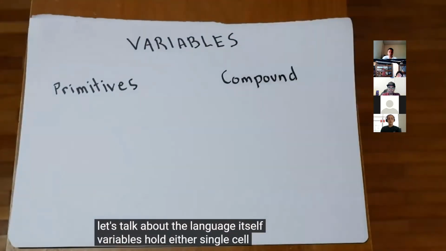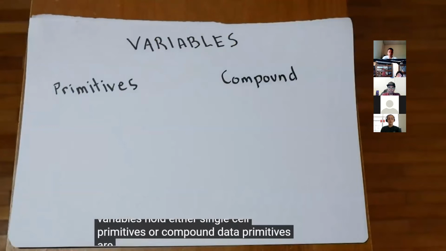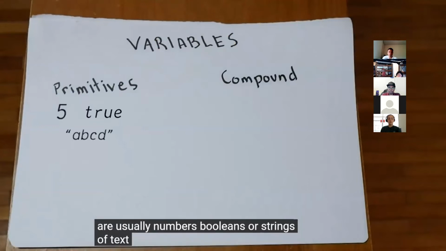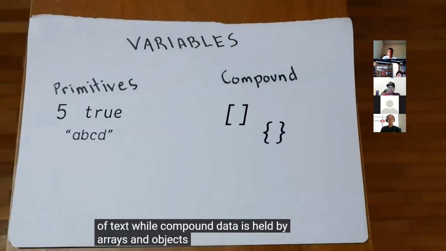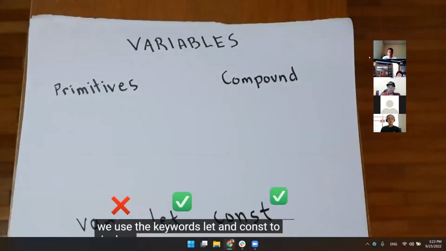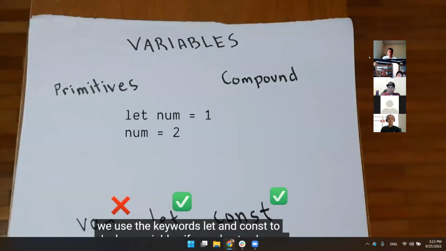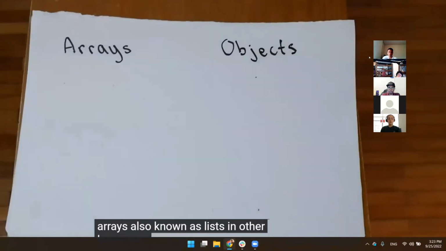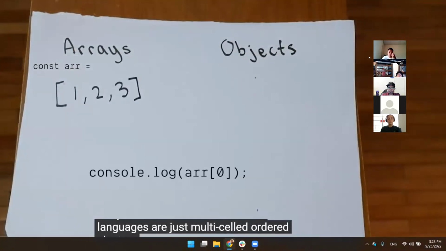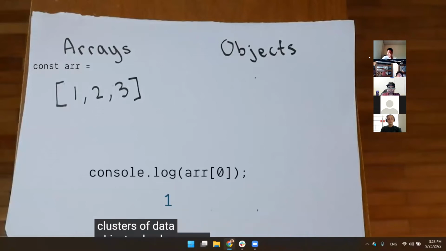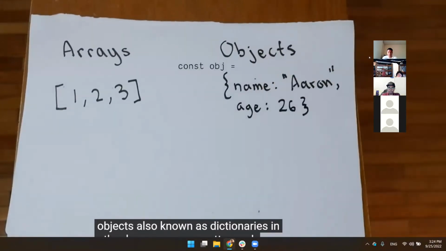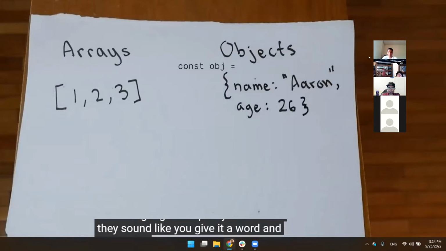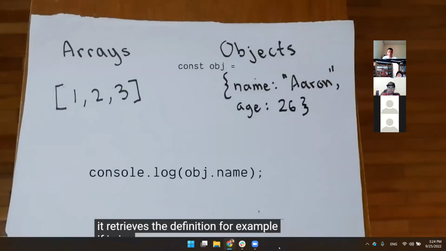Variables hold either single-cell primitives or compound data. Primitives are usually numbers, booleans, or strings of text, while compound data is held by arrays and objects. In modern JavaScript, we use the keywords let and const to declare variables. If you plan to change it later, use let, otherwise use const. Arrays, also known as lists in other languages, are just multi-celled, ordered clusters of data. Objects, also known as dictionaries in other languages, are pretty much what they sound like. You give it a word and it retrieves the definition. For example, if I give it the key name, it'll retrieve the value Aaron.